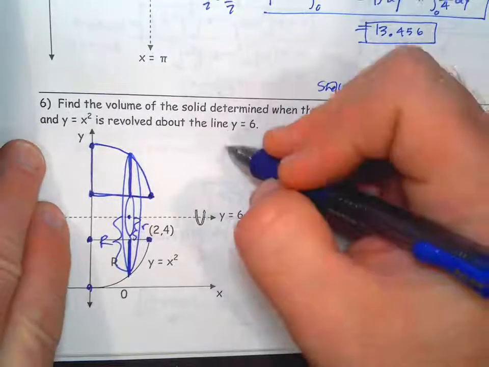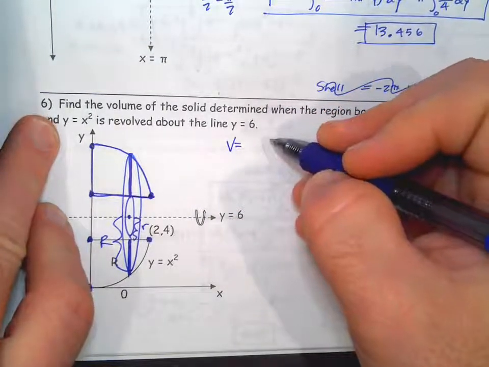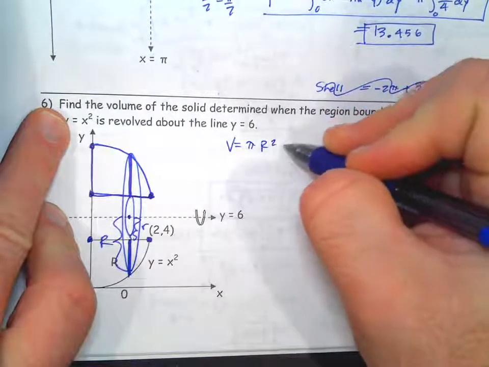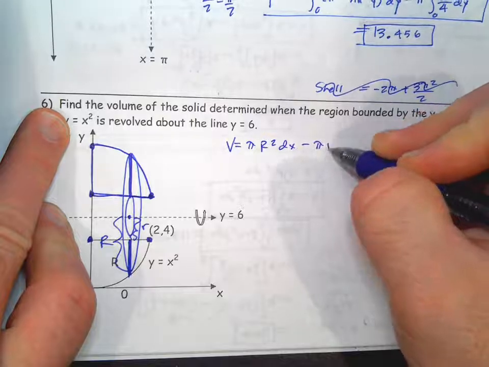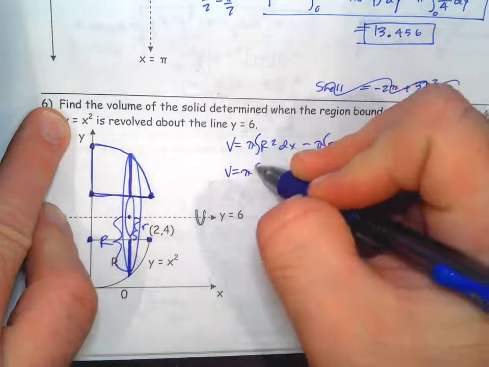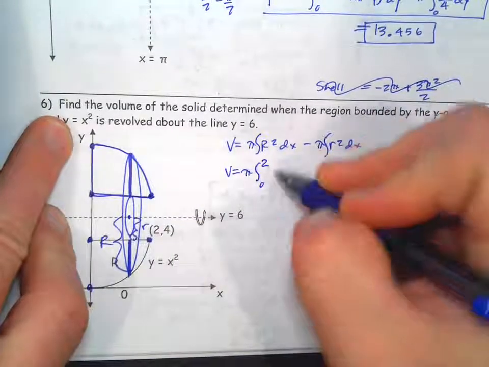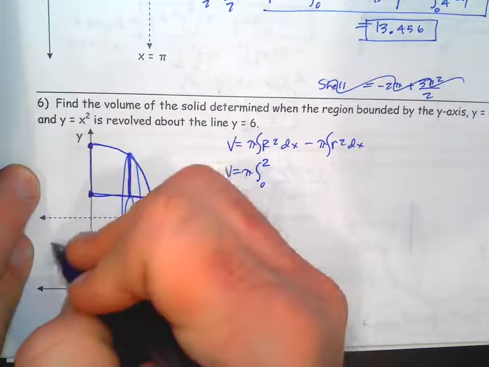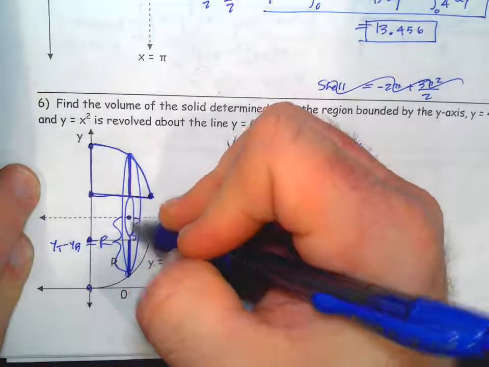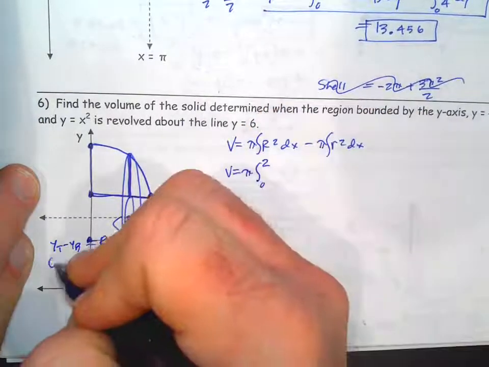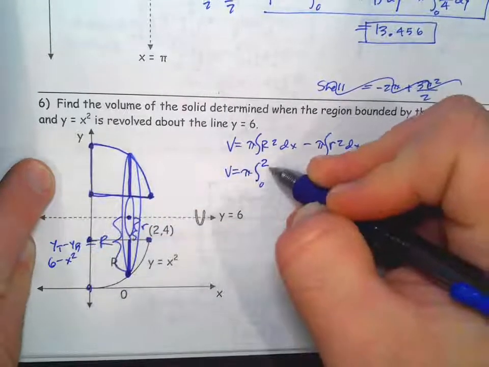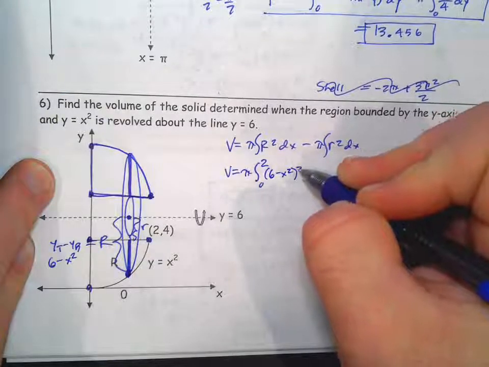So this is going to be a washer method, big disk minus a small disk to take out the middle. It's going to be pi big R squared dx. It's vertical slices, pi little r squared dx. And we'll accumulate all of them. The limits in the x direction are going to be 0 to 2. The big radius right here is y top minus y bottom. And that's from here to here. Y top is 6. Y bottom is the y coordinate down here in terms of x, which is x squared. 6 minus x squared, squared.